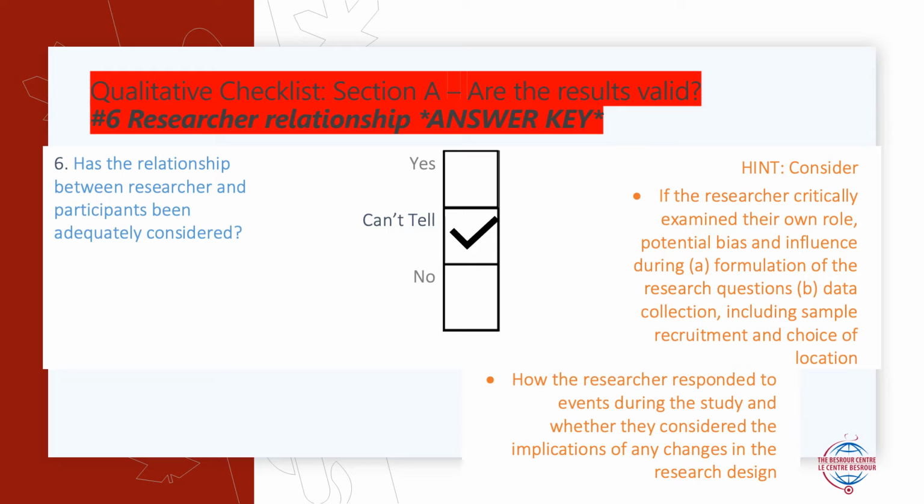In this study that we're looking at, the answer is can't tell. There is, in the COREC checklist, which is one of the appendices, some mention and consideration of the researcher-participant relationship, the fact that there was no existing relationship, which would decrease bias, but the authors didn't really explicitly explore potential bias or influence.